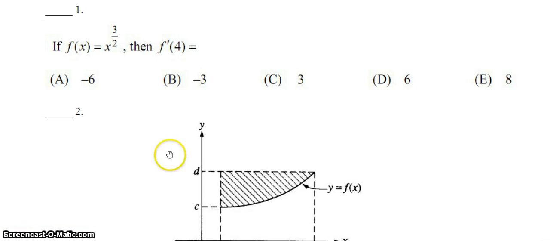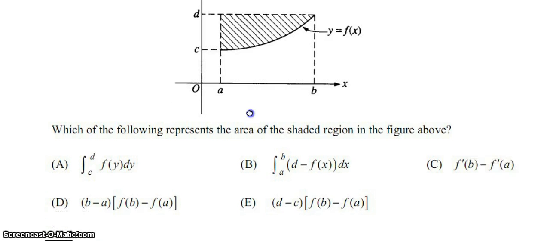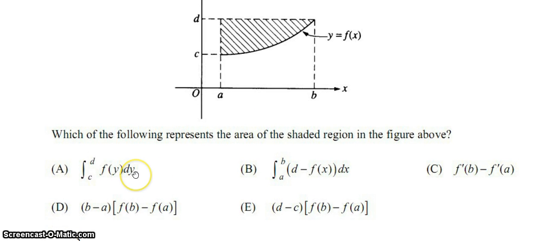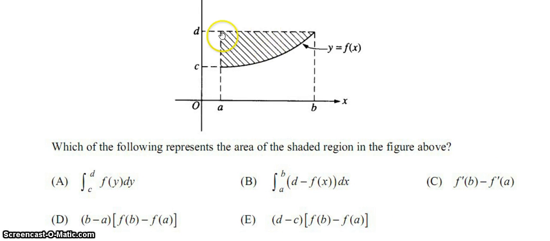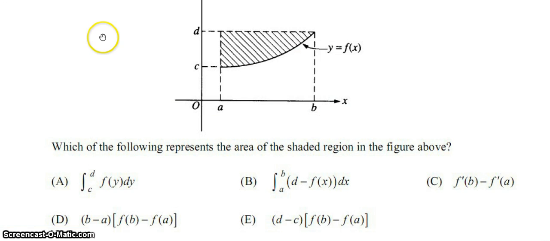For 2, we're trying to find the area of that shaded region. Again, not actually find it, but what is it? Well, looking at these, we do have a dy, but the other integral is dx. So let's go ahead and do that. If we look at dx, the vertical line here is going to be d minus f of x from a to b. And that's what I have, d minus f of x from a to b. So that was choice B.